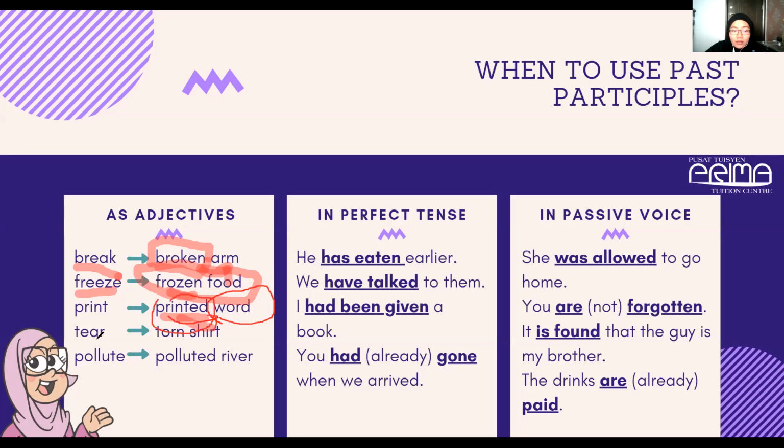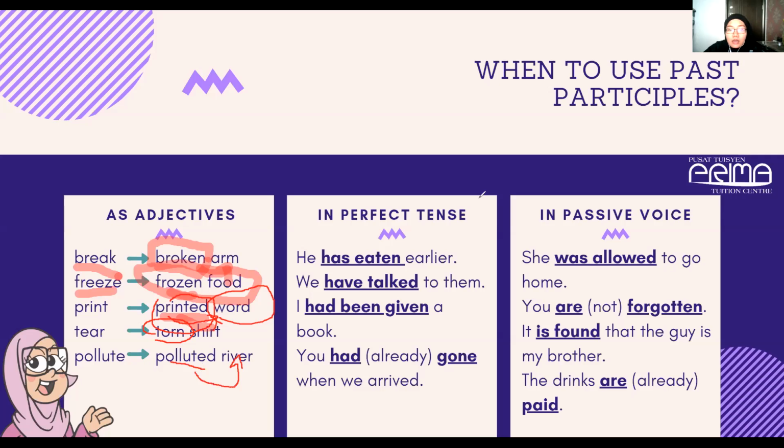Next, we have tear. This is not tear, this is tear, koyak. And the past participle form is torn. Torn shirt, baju yang terkoyak ataupun baju yang dikoyak. So torn is used to describe shirt. And last one, pollute. Polluted river, sungai yang tercemar.